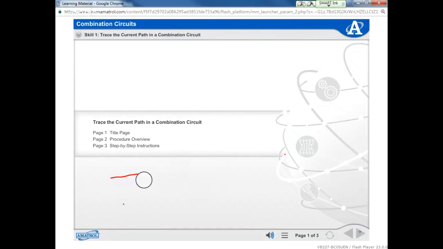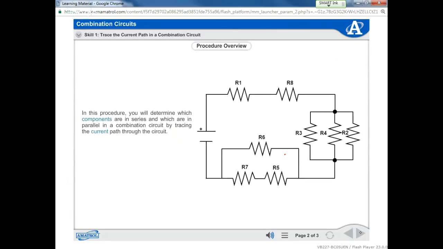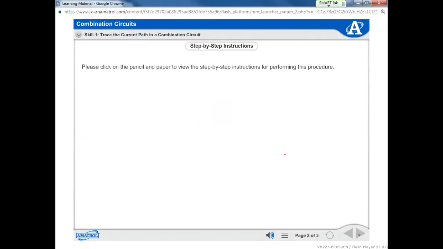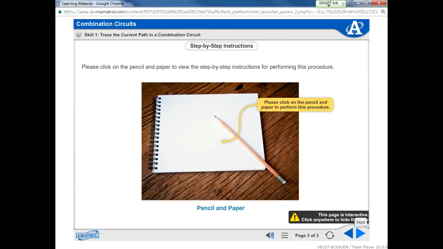Trace the current path in a combination circuit. In this procedure, you will determine which components are in series and which are in parallel in a combination circuit by tracing the current path through the circuit. All right. Please click on the pencil and paper to view the step-by-step instructions for performing this procedure. We're going to do this.